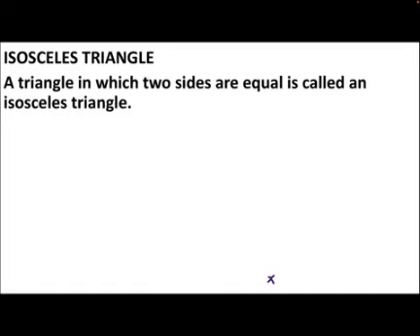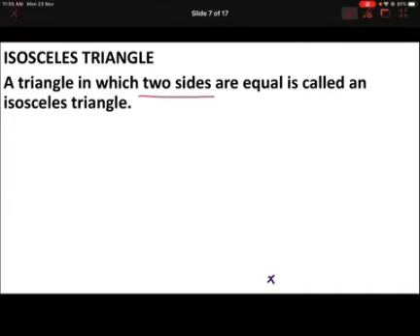Remember an isosceles triangle? In an equilateral triangle, all the sides and angles are equal. In an isosceles triangle, any 2 sides are equal, so the corresponding opposite angles will be equal. What we mean is, if 2 sides are equal, automatically 2 angles become equal. Since the third side is unequal, there will be one unequal angle also. So what is an isosceles triangle? A triangle in which 2 sides are equal is called an isosceles triangle.